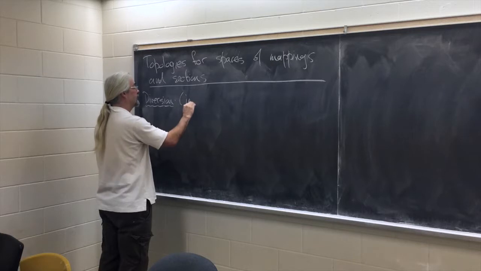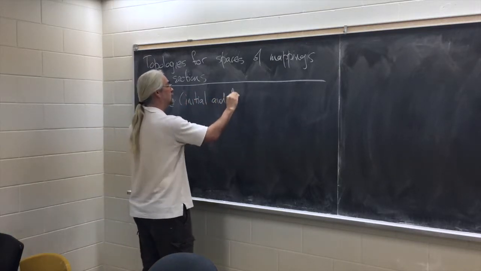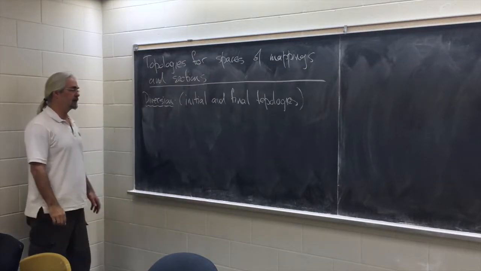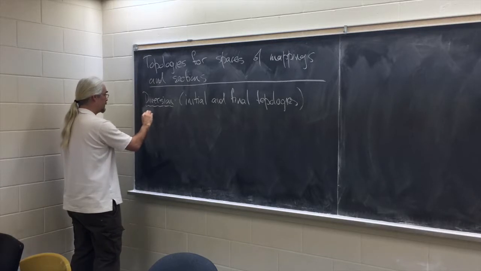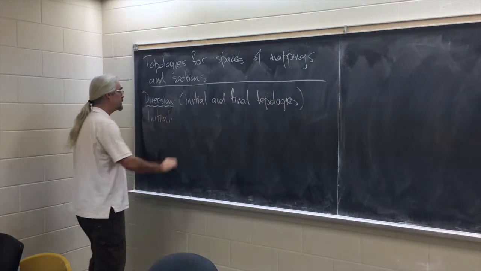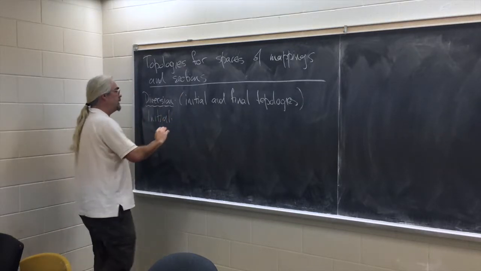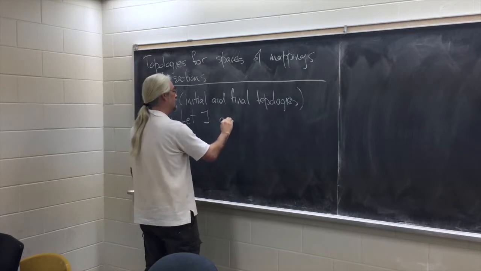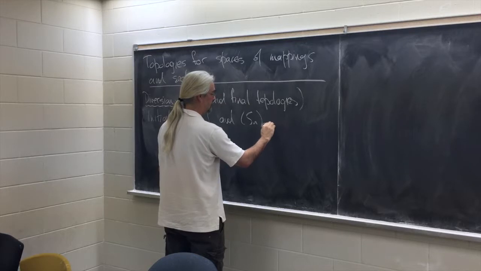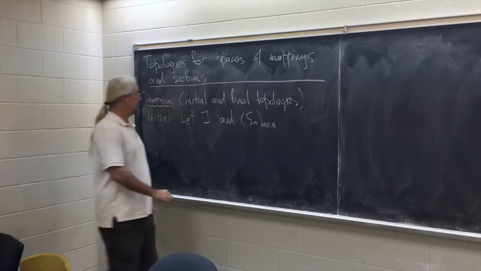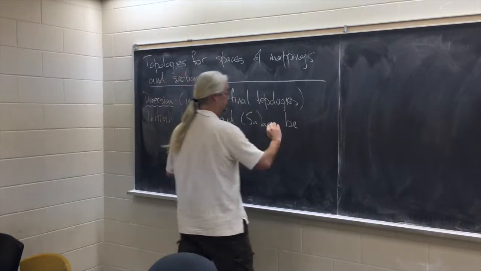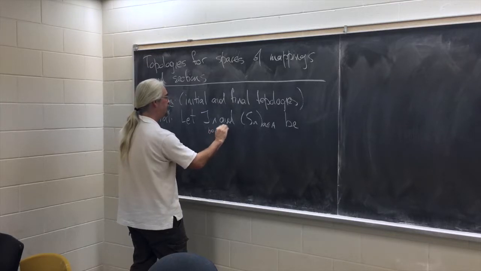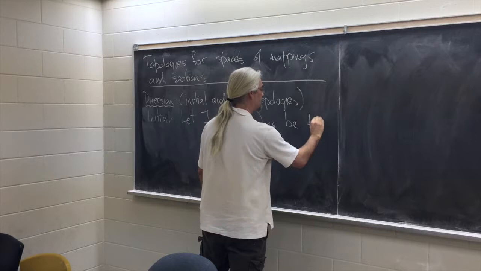So the diversion is going to be about initial and final topologies. These are going to come up all over the place in descriptions of various topologies. So first, let's look at initial topologies. We'll do these definitions in a general way because they make sense in that way. So let T be a set, and let some family S sub A be topological spaces.